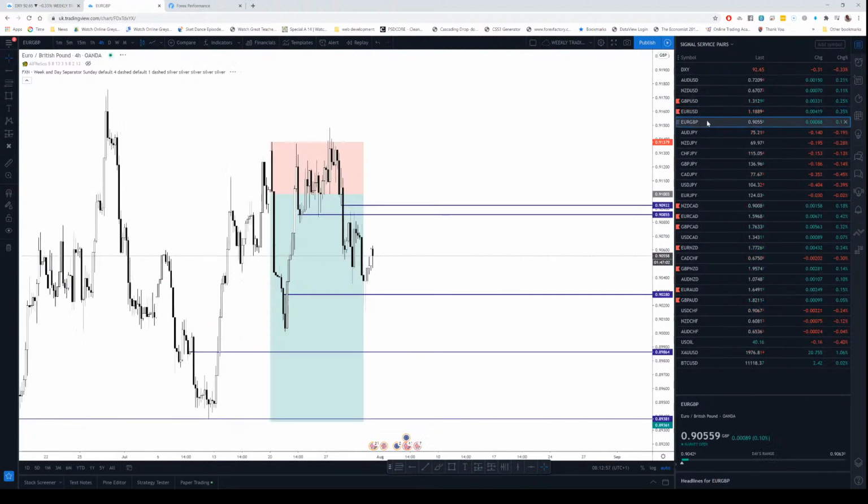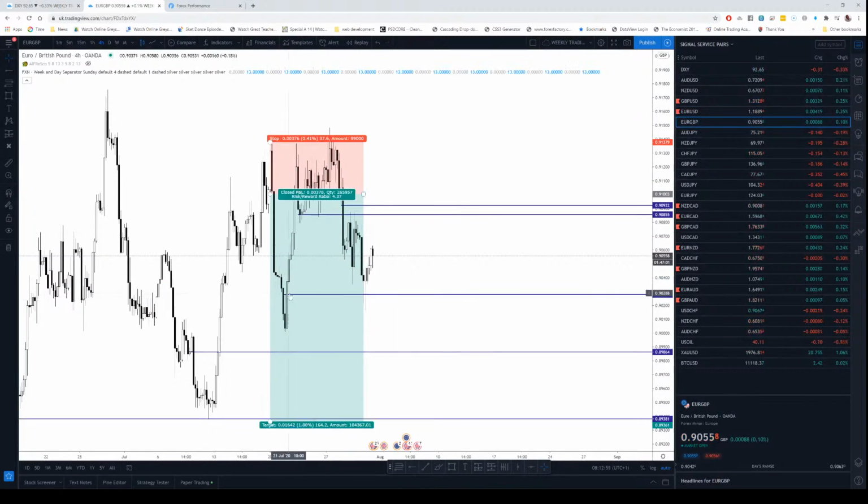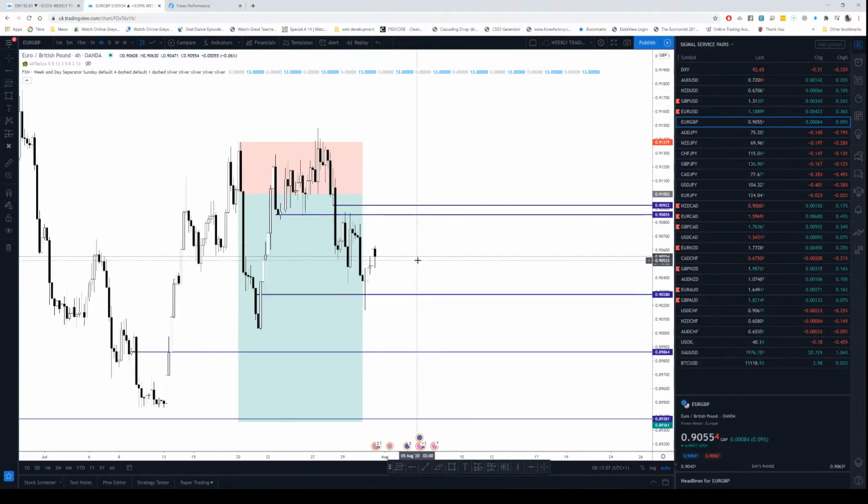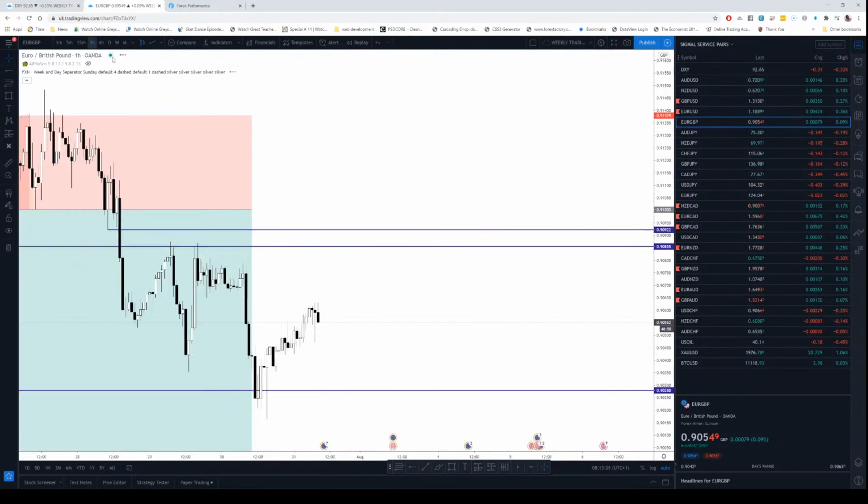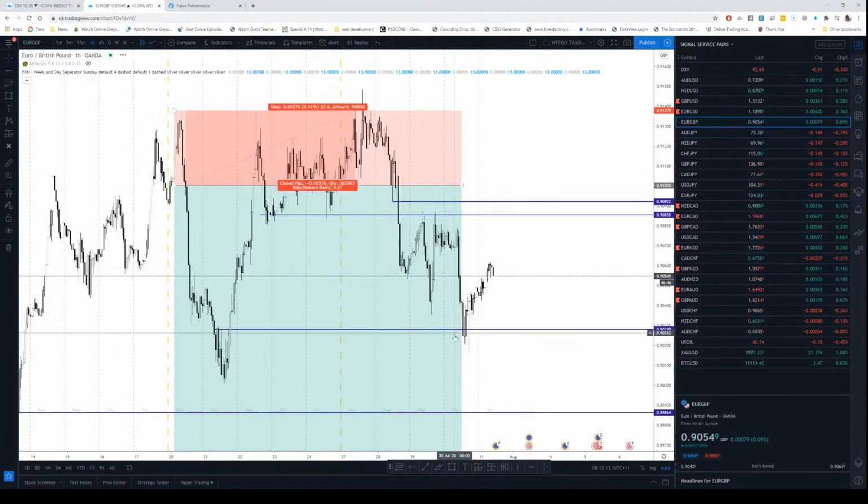Okay, euro pound, yesterday we did hit the level I was waiting for all this while, and we did give a bounce. I didn't like the swing low that formed, that's why I didn't take any position, but it's a beautiful bounce.